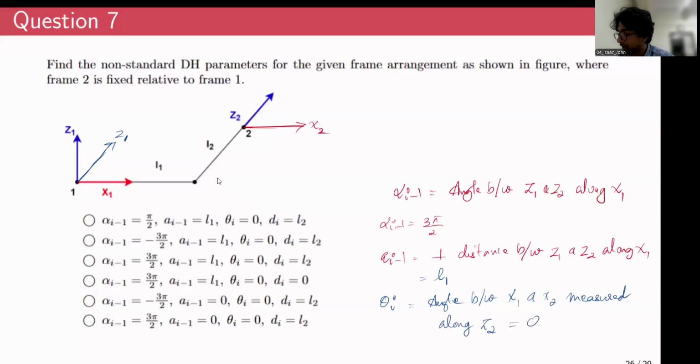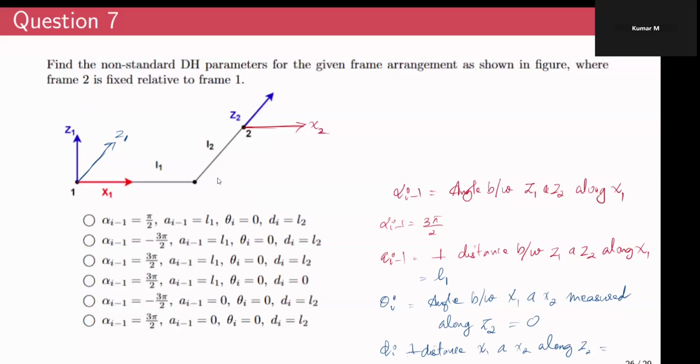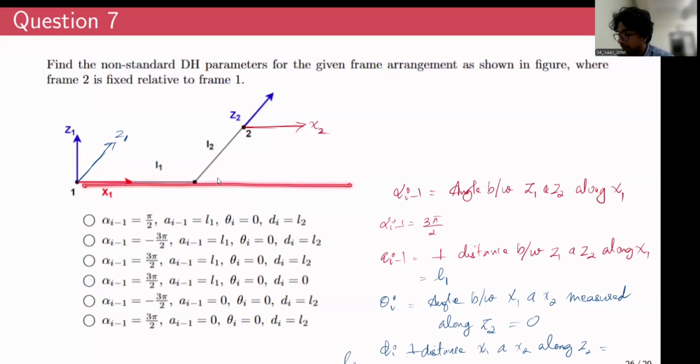And the final one, d i. This is the perpendicular distance between X1 and X2 along Z2. What would that be? That is indeed L2. If this is X1 and this is X2, the perpendicular distance between X1 and X2 measured along Z2 is L2.